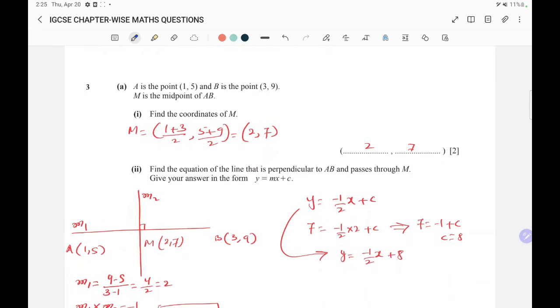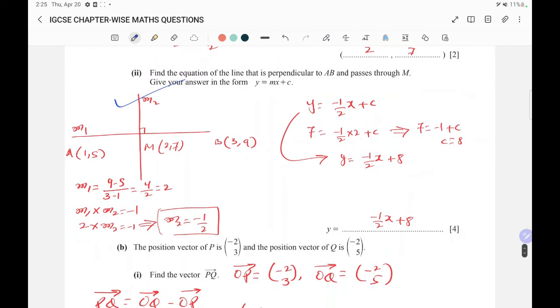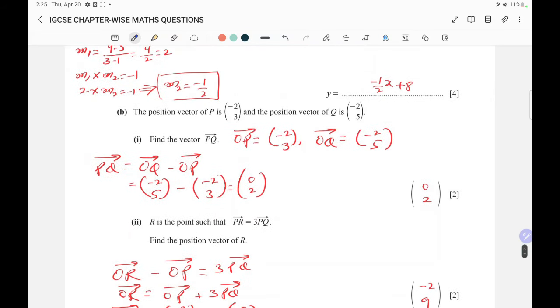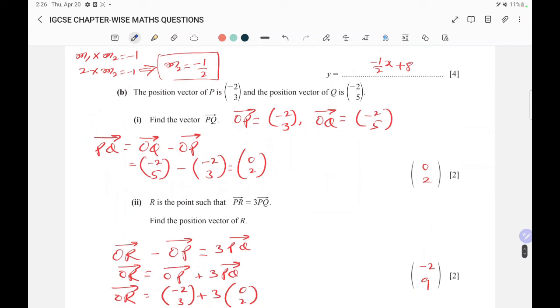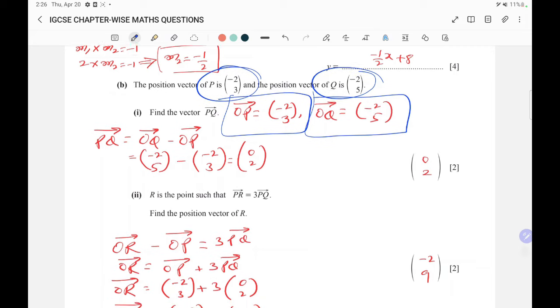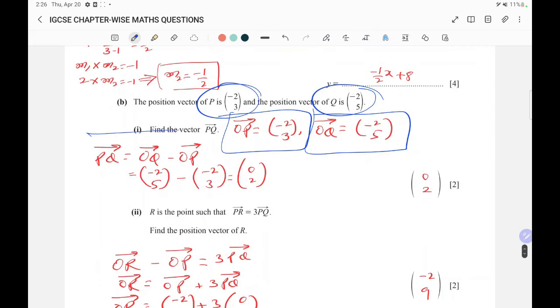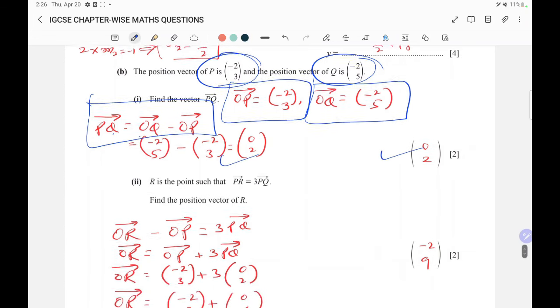Now question 3, this is for coordinate geometry. This is again a coordinate geometry question. You can just pause the video and you can understand. Now B part, that's a vector question where position vector of P is given, position vector of Q is given. So position vector of P you can write OP, and position vector of Q you can write OQ. And if you need to find PQ vector, then you can write OQ minus OP. Now OQ and OP is given, just subtract, you will get the answer.